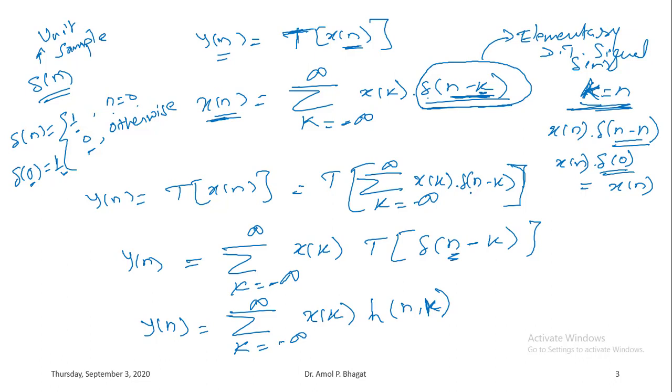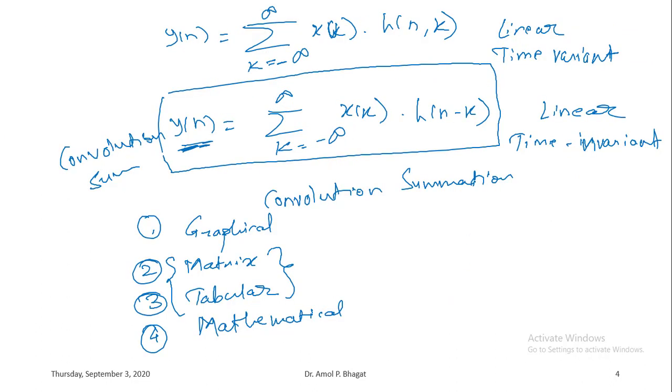But the system's only input term is delta of n minus k. So we have taken summation k equals minus infinity to infinity x of k, out of the system, and to the system we have applied only delta of n minus k. When you apply delta of n minus k to the system, the response will be represented as h of n comma k in case of a time variant system. But it is a time invariant system, so it will be h of n minus k. So this is how we derived the convolution formula.